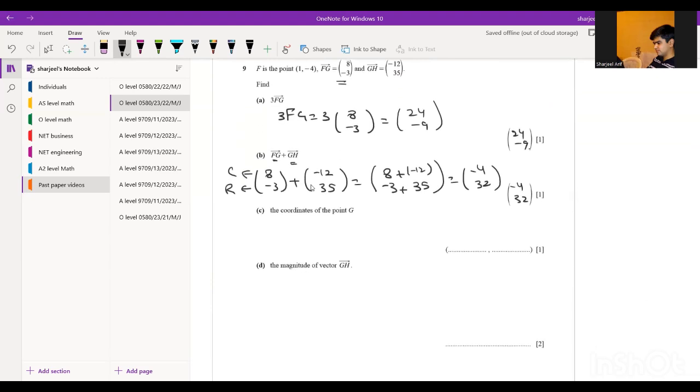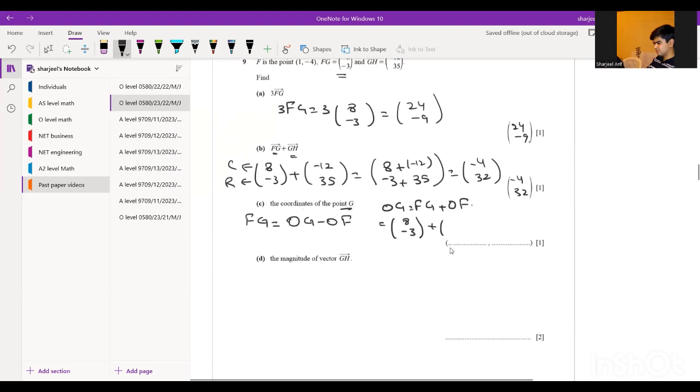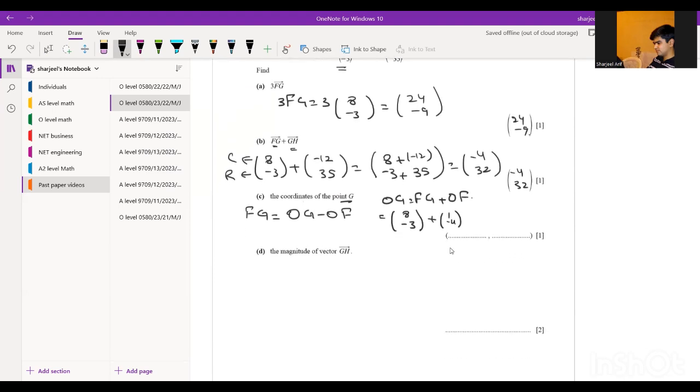For part G, we have to find the coordinates of point G. So we can find it through FG equal to OG minus OF. It's a direction vector, second minus first. So we have to find the value of OG. That will become FG plus OF. FG is 8 minus 3, while OF is 1 minus 4. We will add these two to get 9 minus 7. So the coordinates are 9 and minus 7.